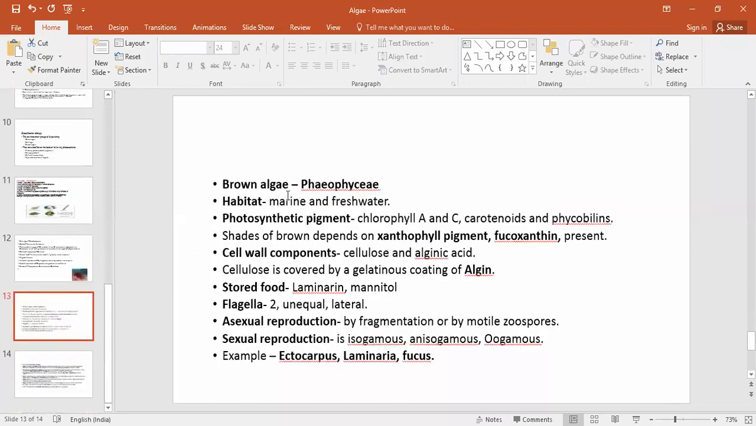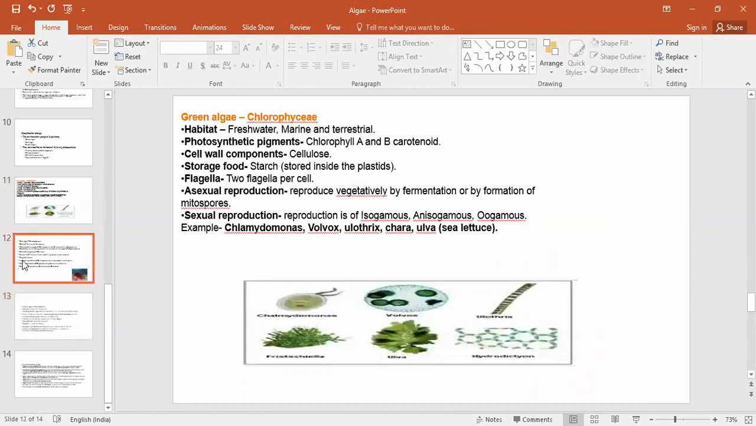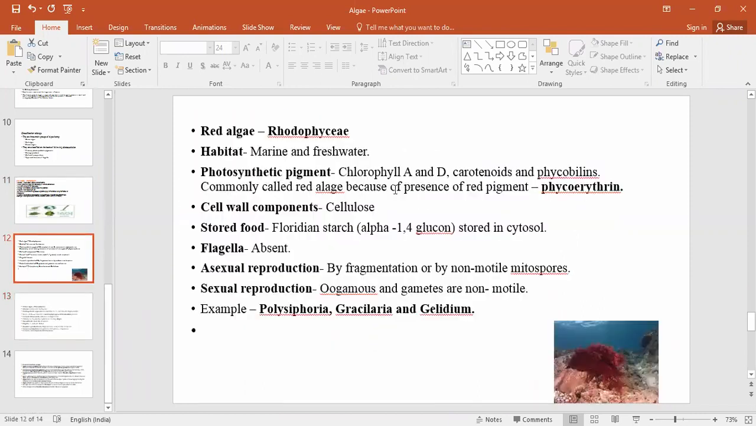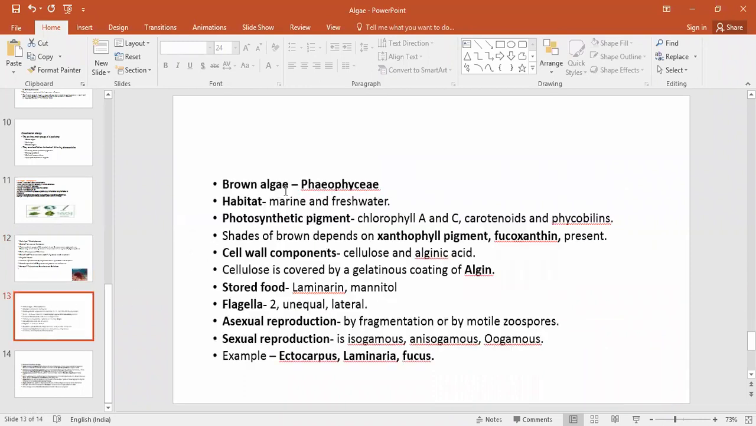Then the next class is the brown algae. This brown algae is also called phaeophyceae. The habit is the same as rhodophyceae, marine and freshwater. Here they possess chlorophyll A and C. In chlorophyceae, which pigments are present? A and B. In rhodophyceae, A and D. And in phaeophyceae, A and C. Also they possess carotenoids and phycobilins.